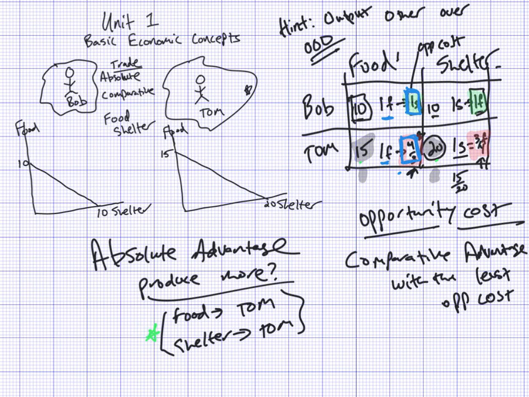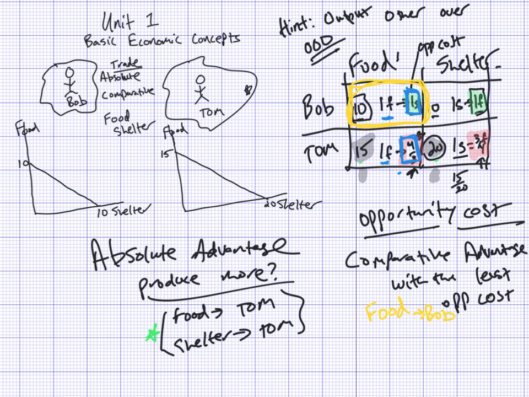We don't have 4/3 of a shelter as a result of him having to make that food. So you know what? We want to go with whoever it's cheapest, whoever can produce at the lowest opportunity cost. Looking in these terms, we can see that Bob has a lower opportunity cost to produce food. It only costs him one shelter, whereas Tom would have to give up 1 1/3 shelters to make the same food. So the comparative advantage in production of food goes to Bob.